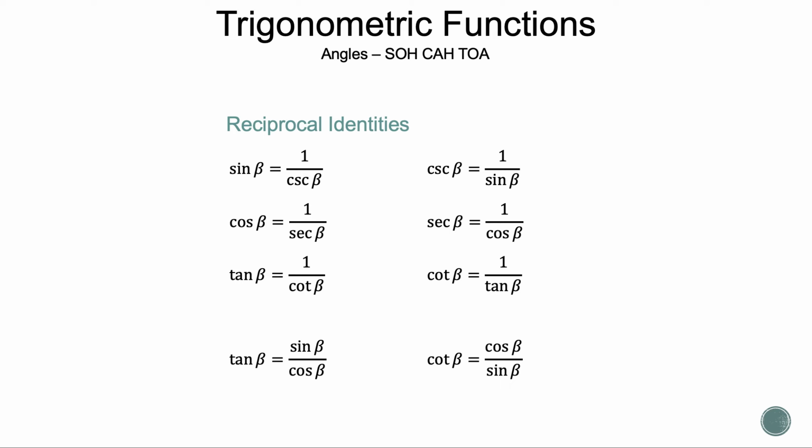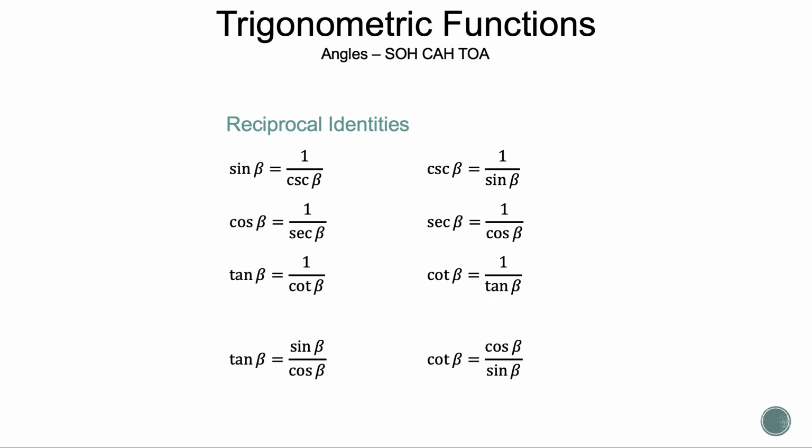Next we have tangent of beta is equal to 1 over cotangent of beta, and we can switch tangent and cotangent since they are reciprocals. Finally, we have tangent of beta is equal to sine of beta over cosine of beta, and cotangent of beta is equal to cosine of beta over sine of beta.